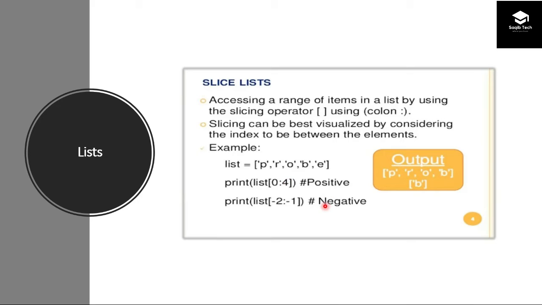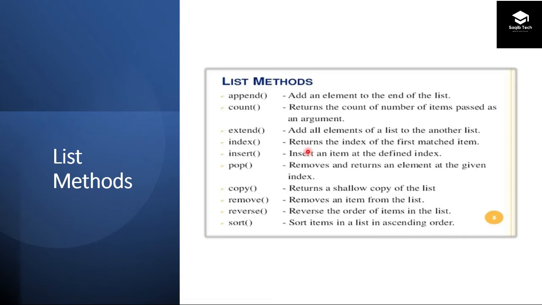Similarly, using negative indexing, I can tell it to start from -2 and go toward -1. What will it print? It will print B and E, because it starts from -2 and goes toward -1. I hope it is clear to you.